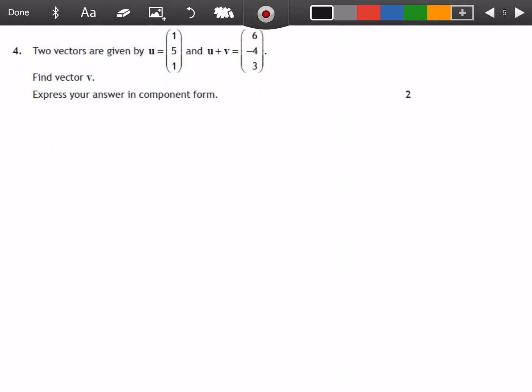Two vectors are given by u is this and u plus v is this. Okay, find vector v. Right, that's vector u there. That's what u add v is equal to. Okay, we don't know what v is, but if we know that we do this one, add something, it gives you this. Basically, if you know the u and you know u plus v, if you wanted v on its own, you're just going to take this one here. Now you're going to take that vector and you're going to subtract this one from it. And that'll leave you with vector v.